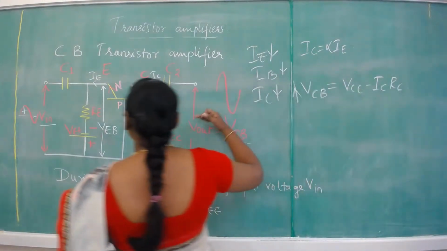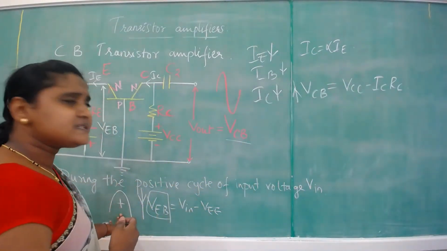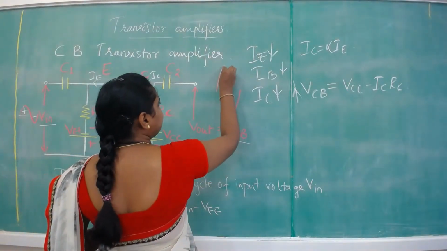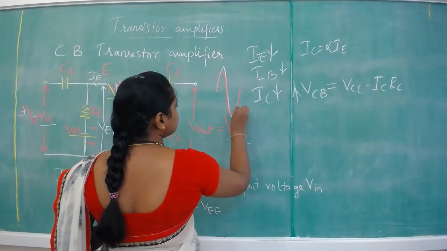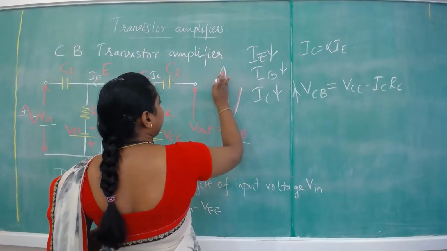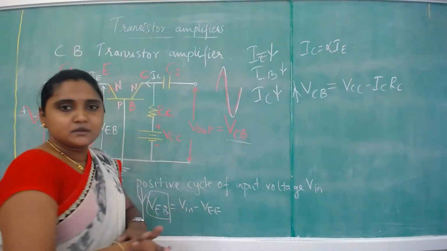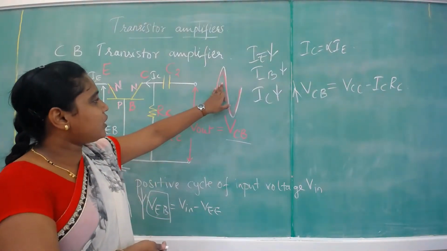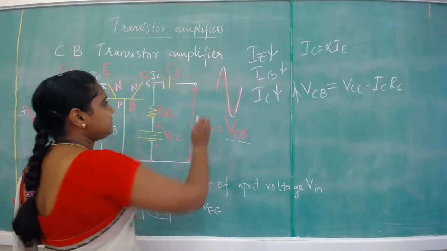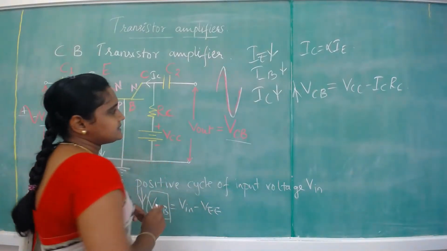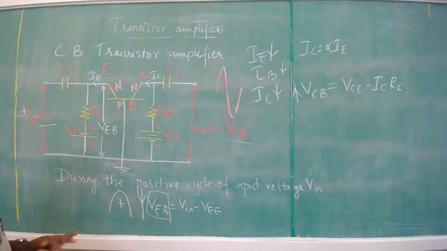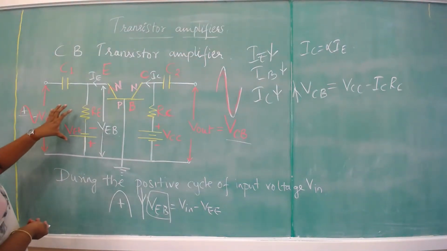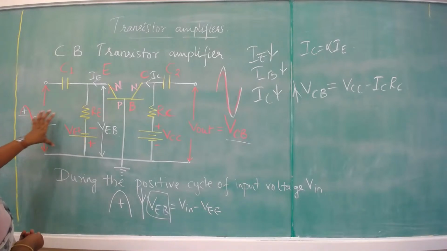Output keeps on increasing with the increase in the positive cycle. That's why it is going to produce an amplified positive cycle at the output. Okay. So it will produce what? Amplified version of the positive cycle at the output. Okay. So this is about how it is going to operate. I am going to repeat the explanation again.